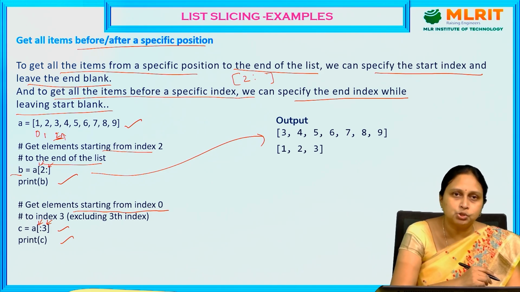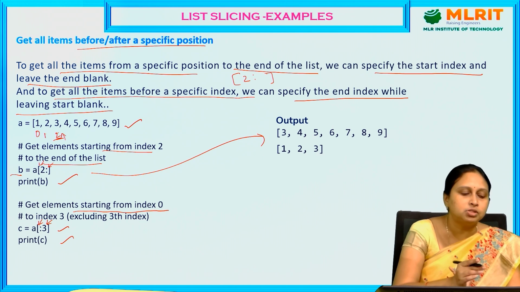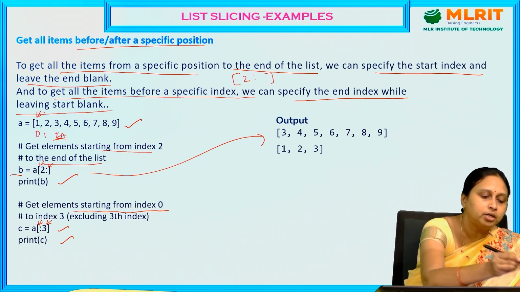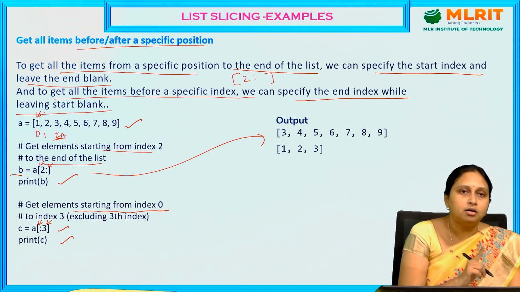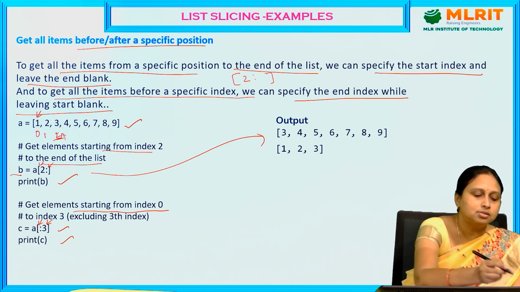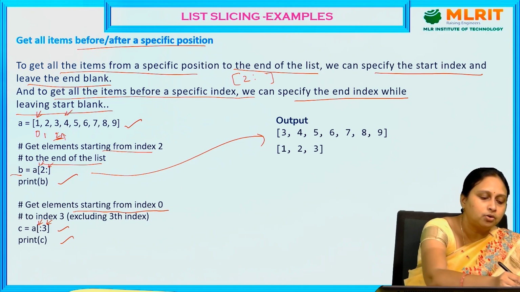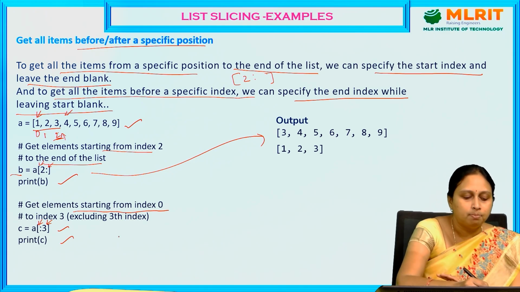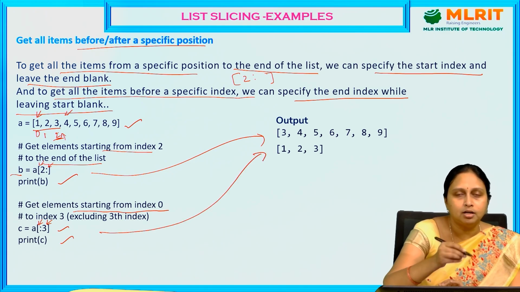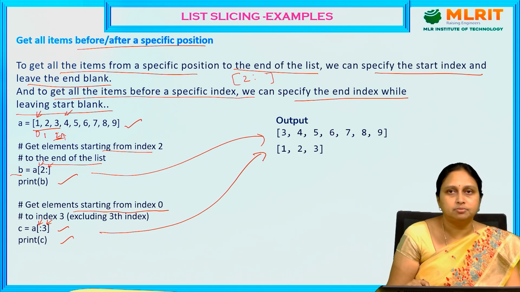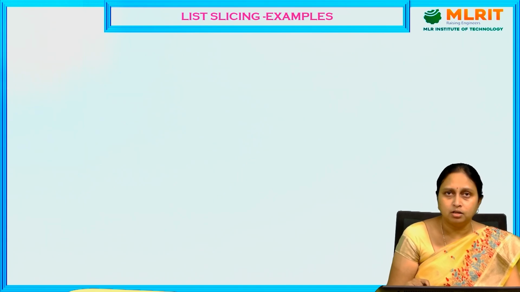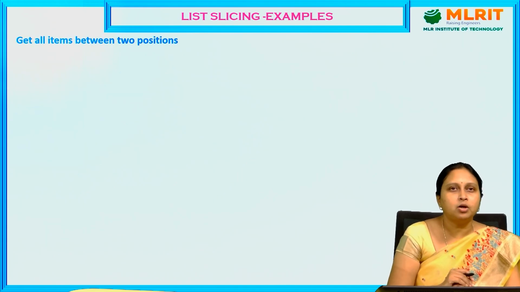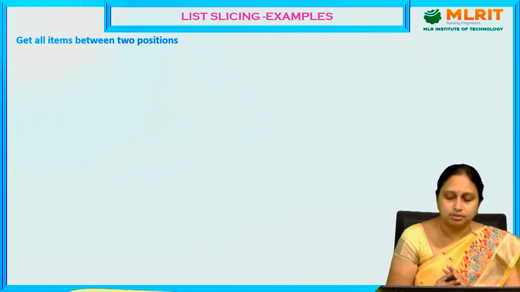But in the next case, what happens? It starts from 0 index onwards. From here it is going to start, excluding the third index. That is, this is the third index, where the remaining values will be printed. That is, 1, 2, 3 will be printed for this particular output. And the next one, we are going to see about getting all items between 2 positions.